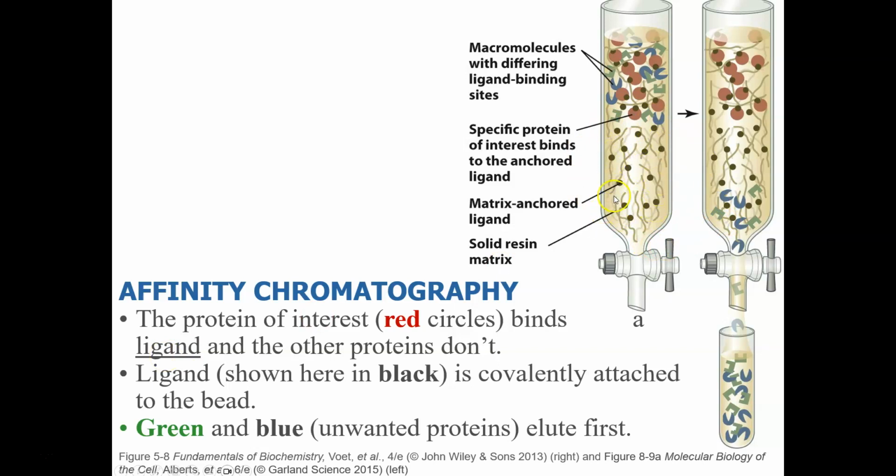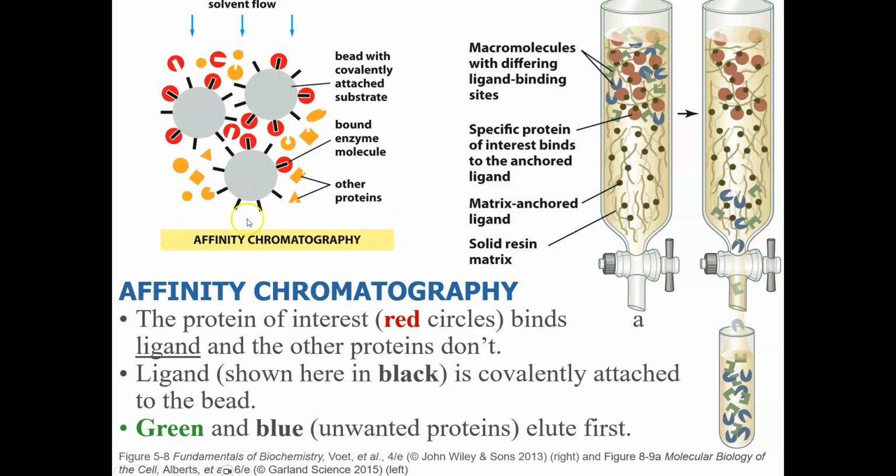But here your bead is attached to the ligand. And what that means is that if your protein binds to the ligand and the other proteins don't, you can get rid of the proteins that don't bind to the ligand. So in this picture right here, the ligand is this little black circle, and this red protein binds to the ligand, but the rest of them don't. So everybody comes off in one big peak initially.